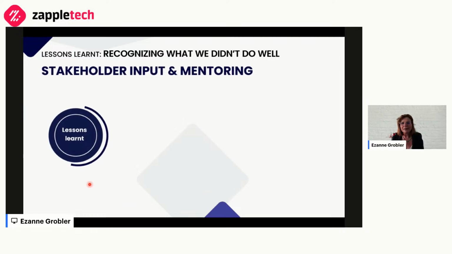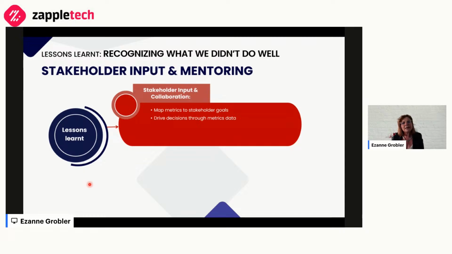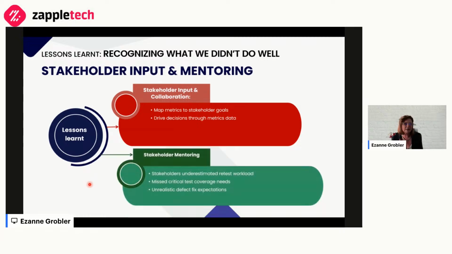So, as I alluded already to it, stakeholder input, as well as the mentoring or the knowledge transfer or the enablement of our stakeholders wasn't necessary there. We didn't collaborate upfront with our stakeholders. We didn't map our test metrics to the stakeholder goals. And as a result, we couldn't drive the decisions through metrics data. Furthermore, because of not understanding the testing, the stakeholders also didn't understand testing metrics.